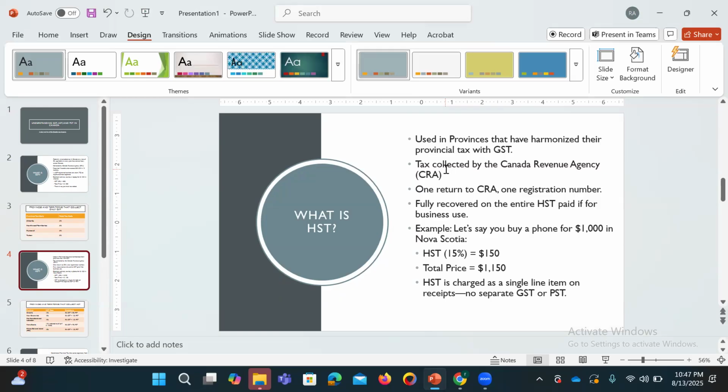HST is also fully recoverable on the entire HST paid if it's for business use. For example, if you buy a phone of $1,000 in Nova Scotia, the HST will be 15% of $1,000. So the total price will be $1,150. The HST charge is a single line item on receipts. It's not GST and PST separately. The HST includes the GST, so the provincial portion is only 10% for Nova Scotia.